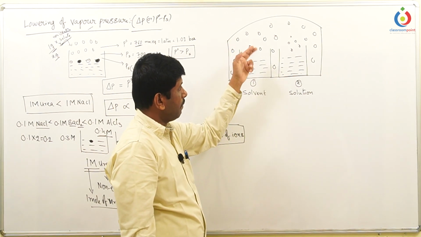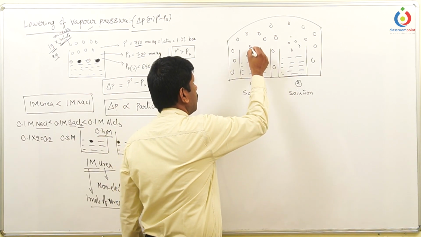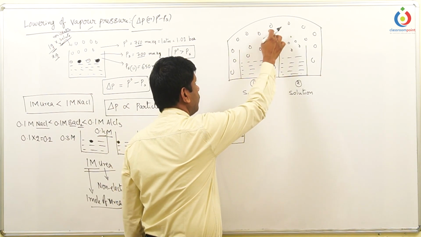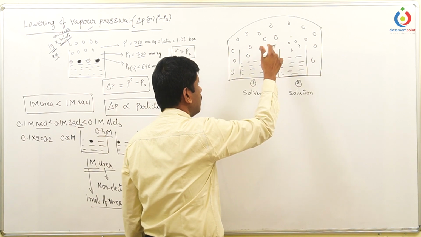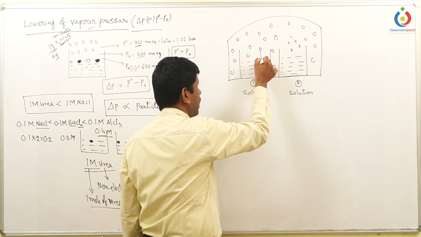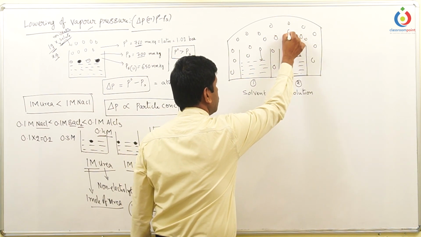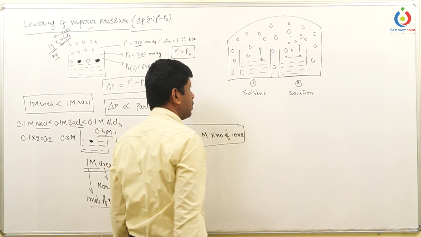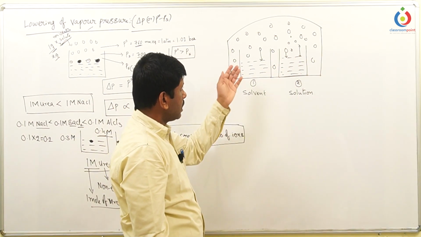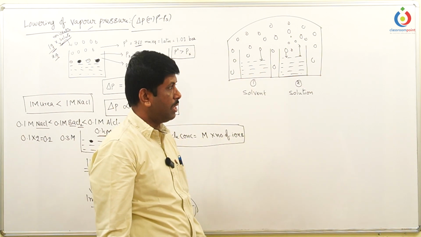After vaporization, the reverse process also takes place. The reverse process is that the solvent molecules, or the vapor molecules, collide with each other and also with the surfaces. So whenever the solvent molecules collide with the surface of the liquid, they start converting back into the liquid state. That process we call the condensation process.